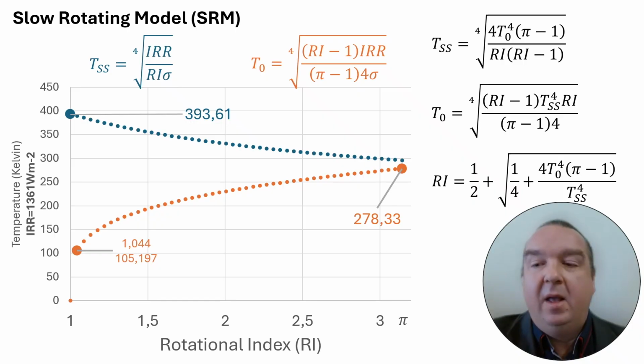So if we think that the Moon is very close to the standard temperature model because it's rotating very slowly, then we will expect low temperatures for the night. We can say that if the sphere is in balance with the radiation, depending on the rotational index, we will see different temperatures on the surface.